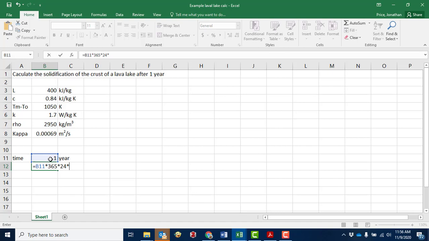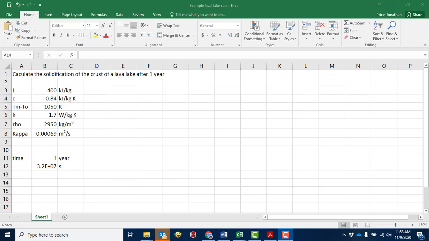And then I need to deal with the seconds and minutes. So in each hour, there's 3,600 seconds. So I'm just going to plug that in. So that's our time in seconds. 1 year is 3.2 times 10 to the 7 seconds. Or I could just put S. I guess that's more consistent with what I've done so far. So that's still our time.